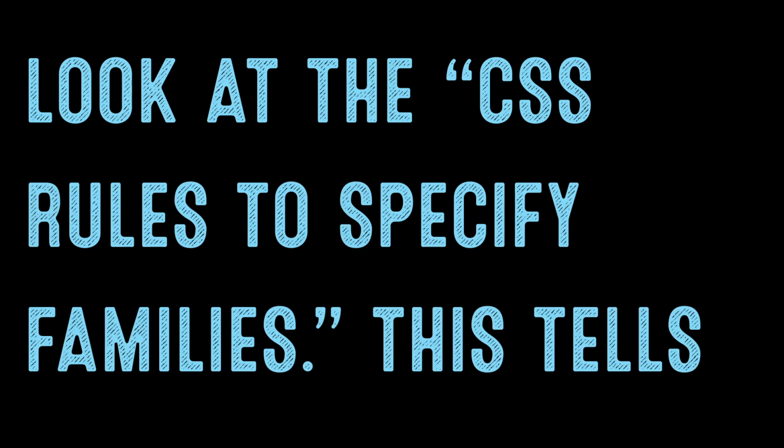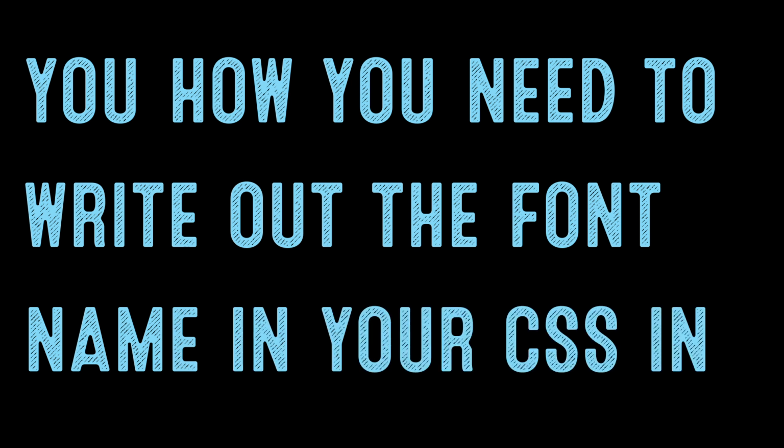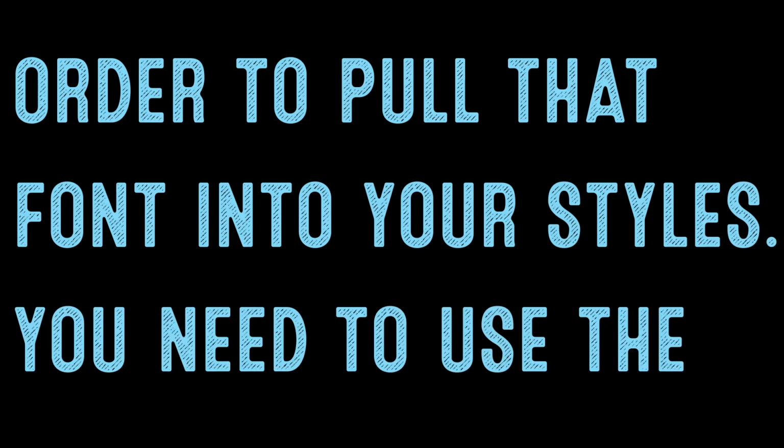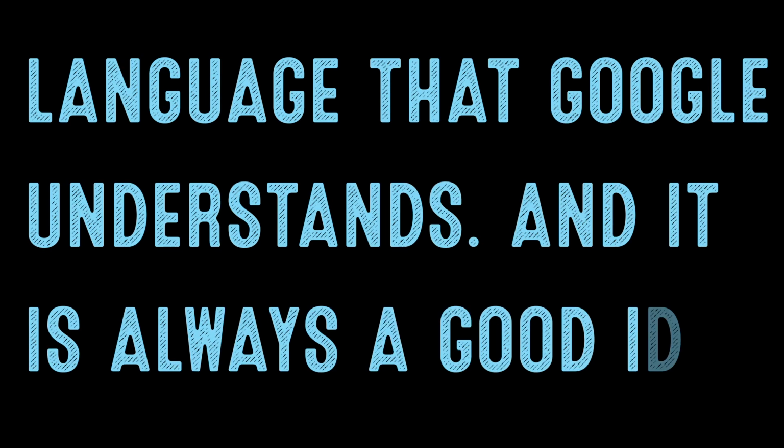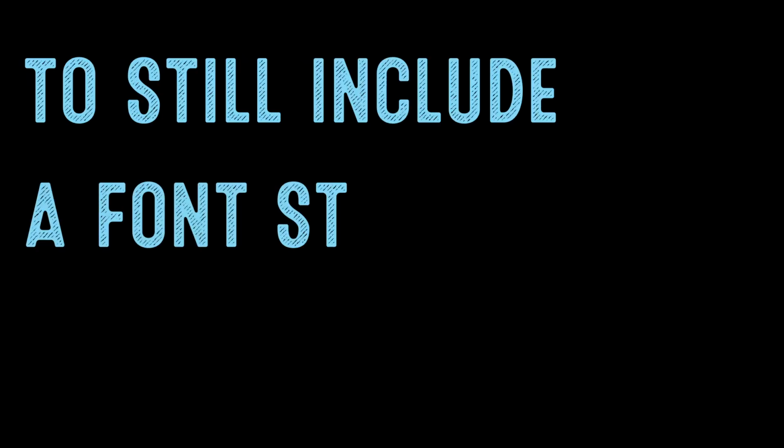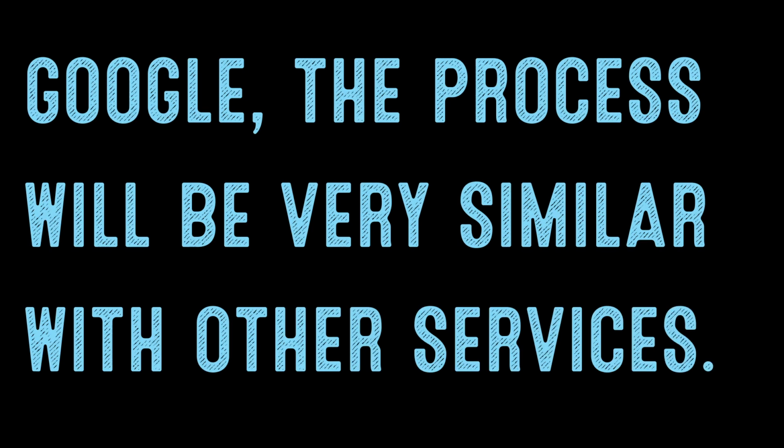And then you need to look at the CSS rules to specify families. This tells you how you need to write out the font name in your CSS in order to pull that font into your styles. You need to use the language that Google understands, and it is always a good idea to still include a font stack just in case there is an issue with the server. While we went over what to do with Google, the process will be very similar with other services.